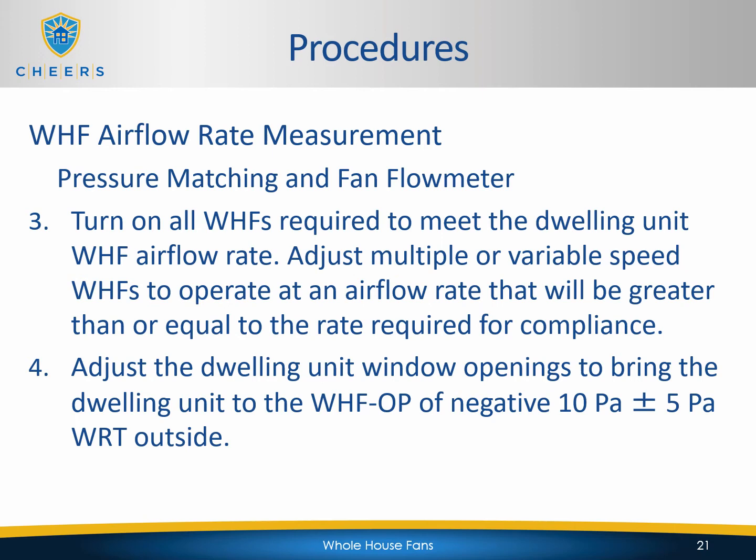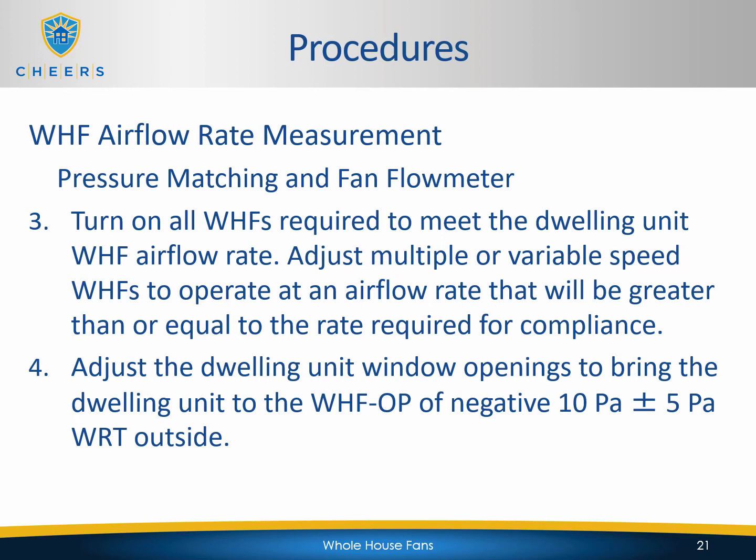Next, you're going to turn on all the whole house fans required to meet the dwelling unit whole house fan airflow rate. If it's a multiple or variable speed fan, you're going to need to adjust it so that it operates at an airflow rate that will be greater than or equal to the rate required for compliance. So most often you're just going to go in and turn them all on to high fan speed. If they're multiple, just turn them all the way up.